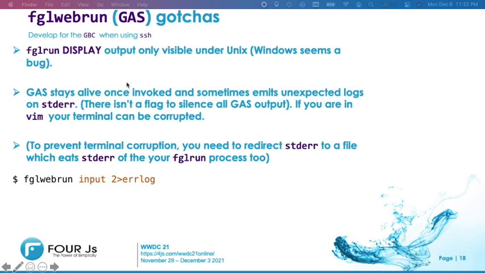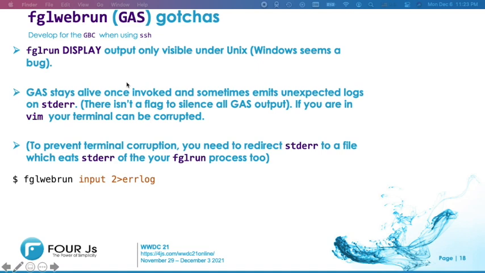What I demonstrated, especially the terminal stuff, is a little bit unexpected. If you are working normally with GDC and you start fglrun, you are expecting to see the output. Now it depends on which terminal you started the GAS. On Windows, currently you don't have any display output. It's only working on Unix and Mac.